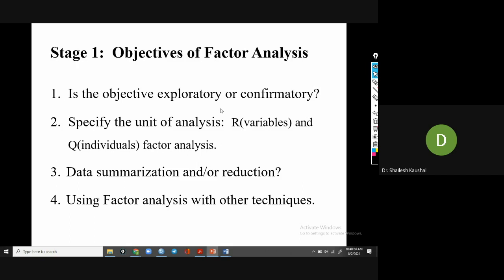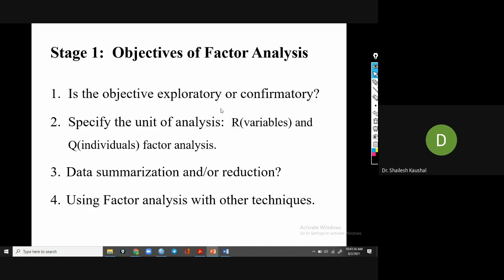For example, the theory of planned behavior, given by Ajzen. In this theory there are five components or factors. One is attitude, second subjective norm, third perceived behavioral control, fourth purchase intention, and finally purchase behavior. So if we want to know the buying behavior of youth and we want to confirm this theory, then we should take all the questions from the theory of planned behavior.